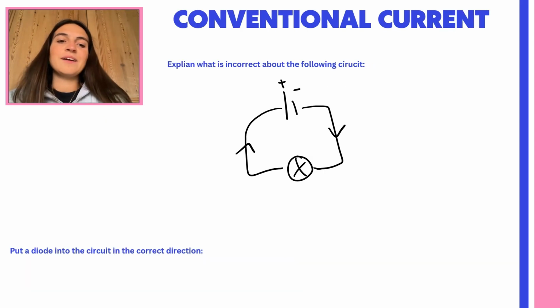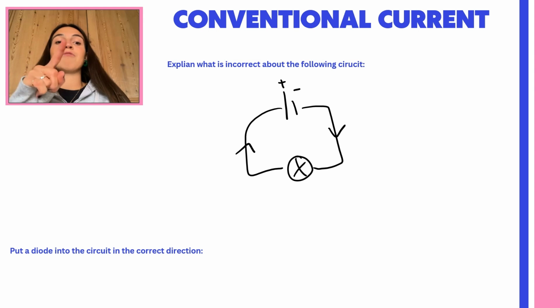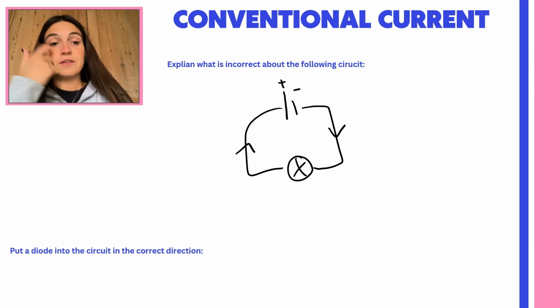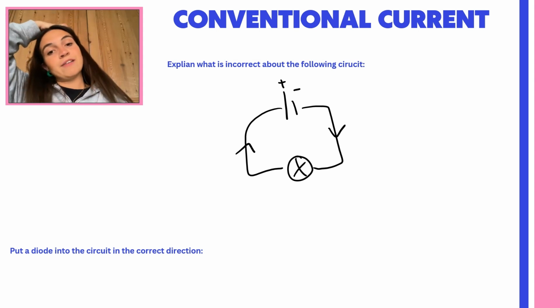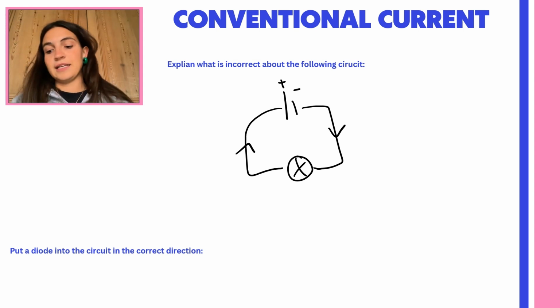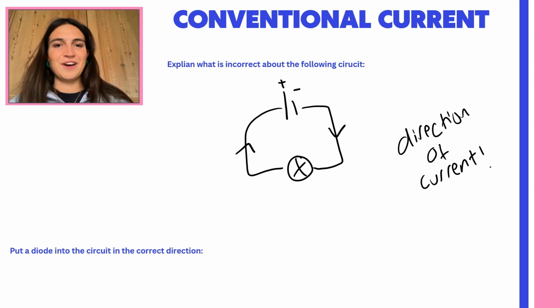Okay, explain what is incorrect about the following circuit. So your cell, that's correct, the long side is positive and the small side is negative. However, your current should be flowing round from positive to negative. So these arrows are the wrong way round in this circuit. They should be going anti-clockwise, so it's the direction of the current.